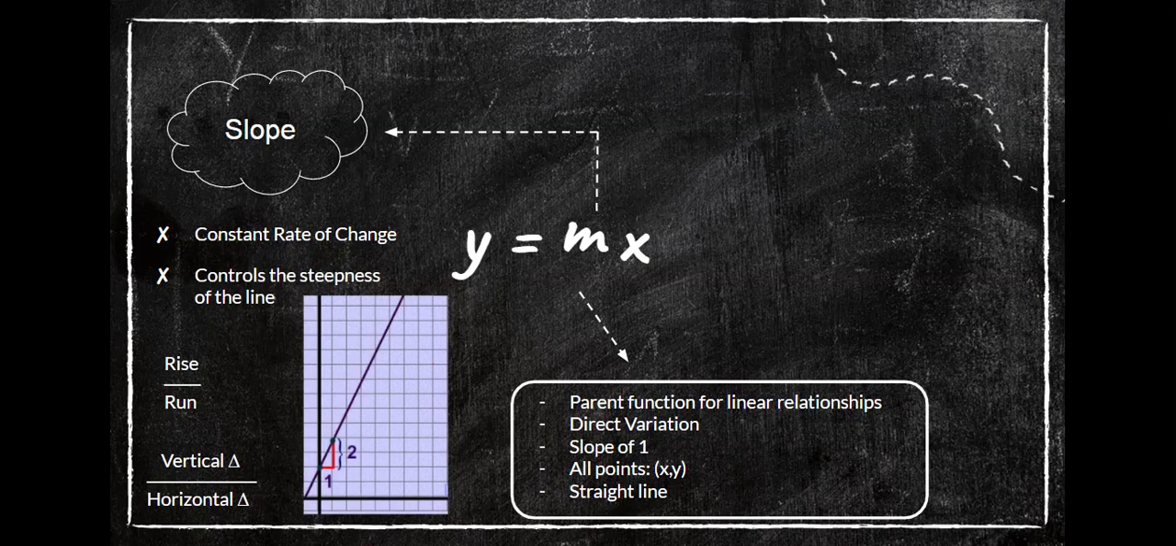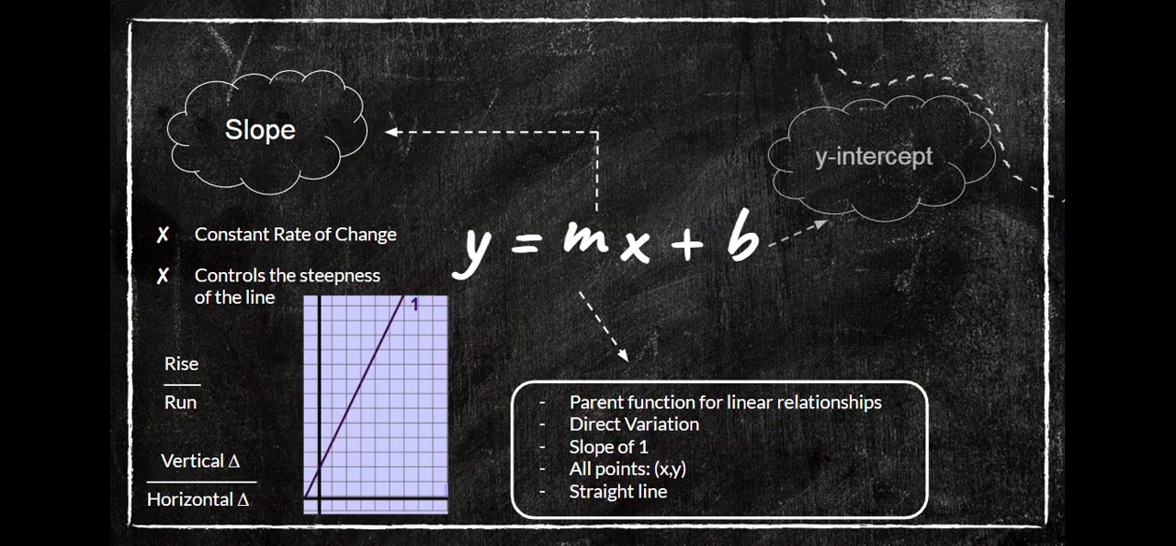You can see that here, where 2 is the rise or the vertical change, and 1 is the run or the horizontal change. You will always find this relationship regardless of the 2 points that you choose on the line. And the slope of this line then is 2 over 1, or 2. We also know that we can change parent functions by adding or subtracting values from the end of the equation.